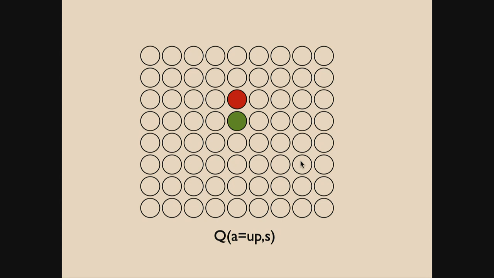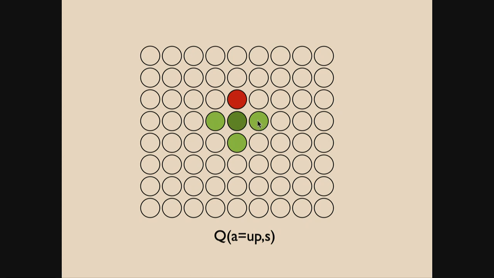But now I apply this Bellman equation again. And now I will learn, OK, if I'm here, I will not get an immediate reward, even if I'm moving up. But I will still be good because there is a Q function. So it's a kind of two-step process.